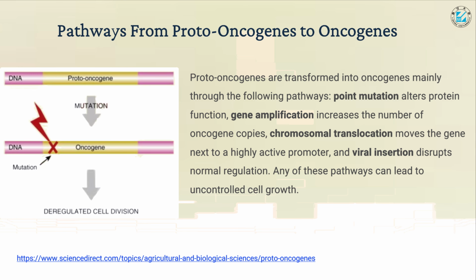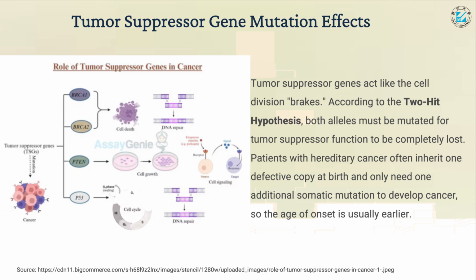The important concept is that oncogenes usually act in a gain-of-function manner. One abnormal copy may be enough to promote cancer development. Tumor suppressor genes function like the brakes of cell division. They help prevent uncontrolled growth by regulating the cell cycle, repairing DNA damage, and inducing apoptosis when damage is too severe.